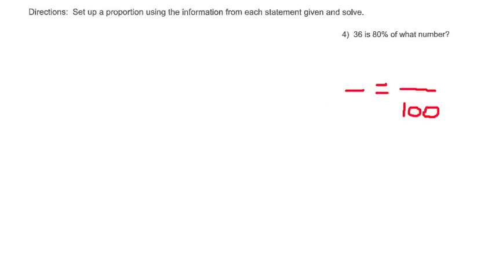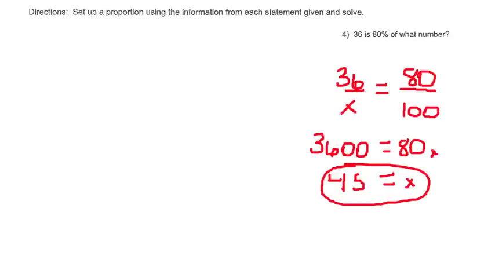For problem 4, set up your proportion. 36 is, so 36 is 80%. Your percent always goes over 100. Over what number? Please pause the video while you solve for x. When you're ready to check your answer, press play. And so your answer should be 45.